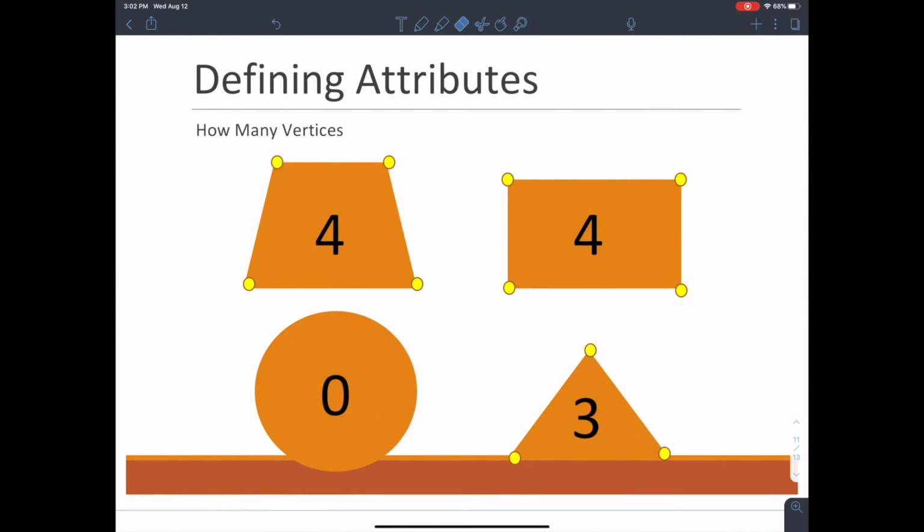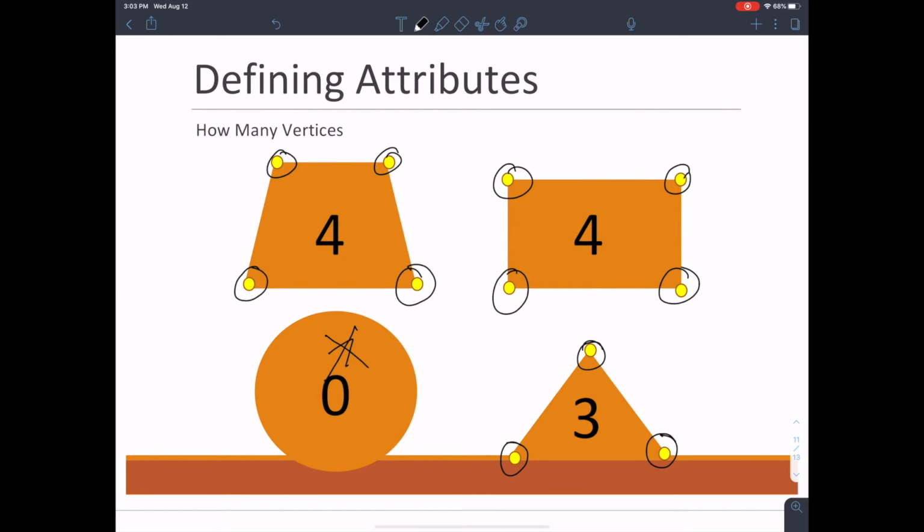Next, we are going to be defining vertices on these shapes. So just again, we're counting the corners. So this is 1, 2, 3, 4. Again with the rectangle, 1, 2, 3, 4. Triangle, 1, 2, 3. Circle does not have any corners, so it's going to be 0. On to the next one.